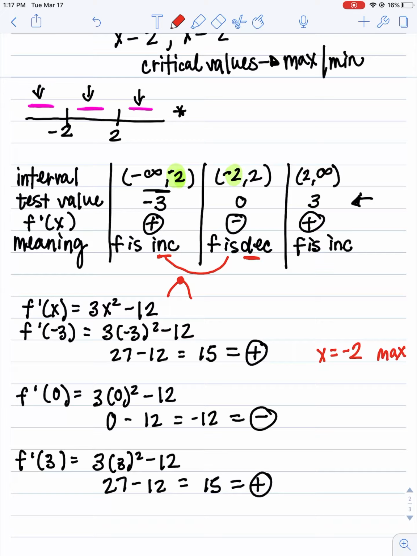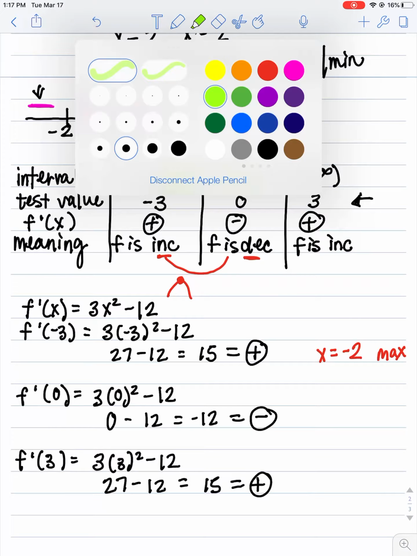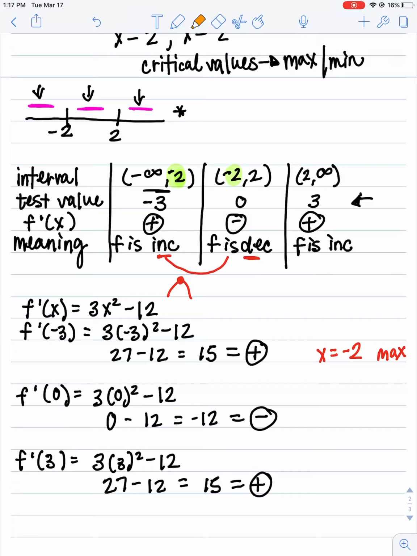Okay. And now let's look at the other one. Our next critical value was positive 2. Take a look at what happened there. I went from, let's get another color out so you can really tell, decreasing to increasing. If I'm going from decreasing to increasing, guys, I clearly have a minimum. So x equals 2 is a minimum.